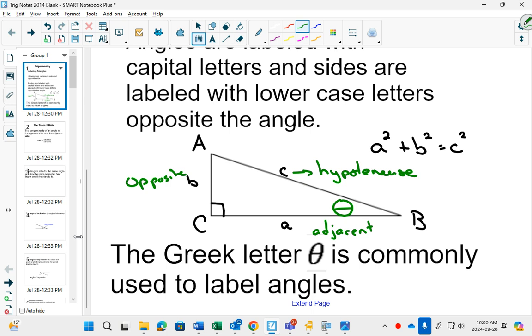have you ever used the word adjacent in the English language? Have you heard that word before? What would it mean if I said the dog was adjacent to the rock? Beside. Beside, next to, right? So in the English language, adjacent means next to, beside. So here, this side is beside the angle. So is the hypotenuse, but the hypotenuse is always the hypotenuse. Okay?